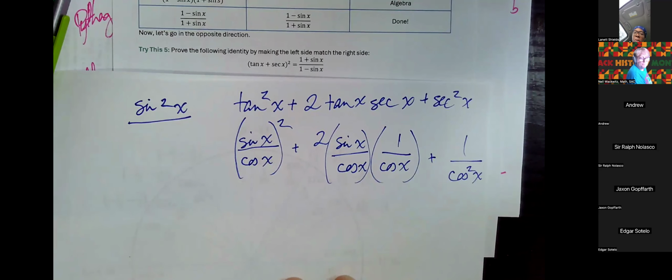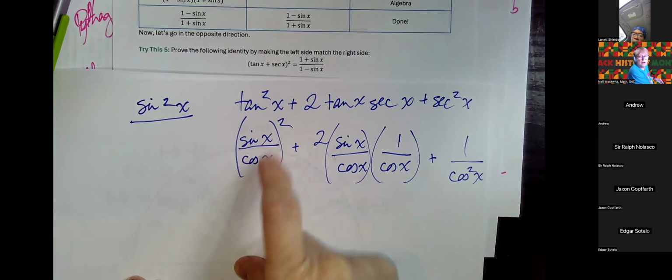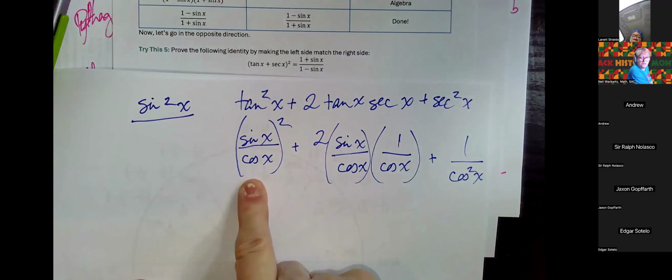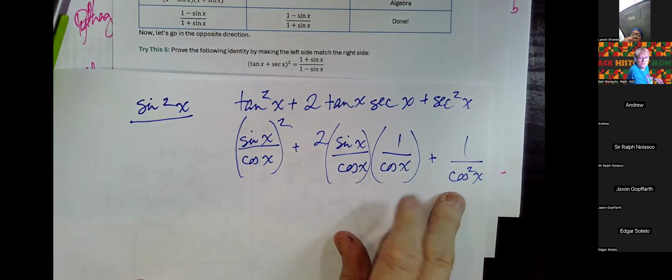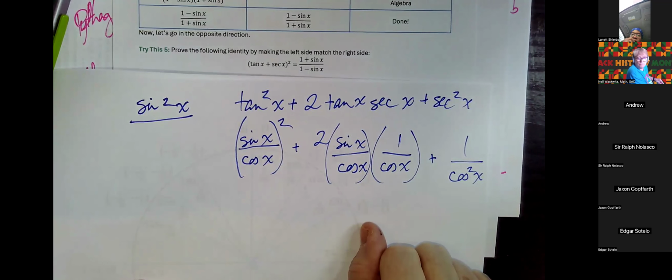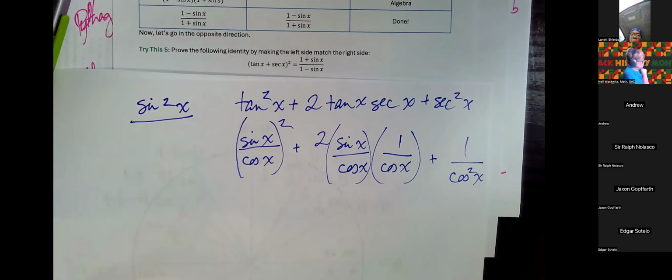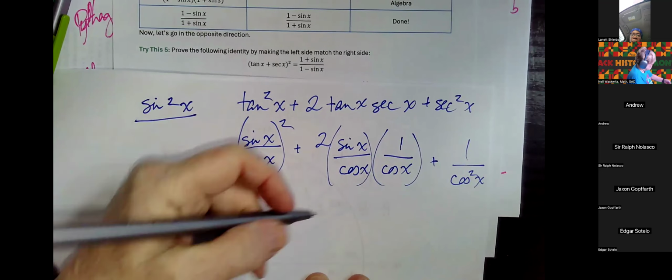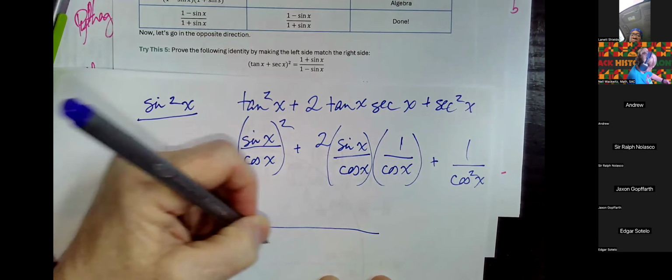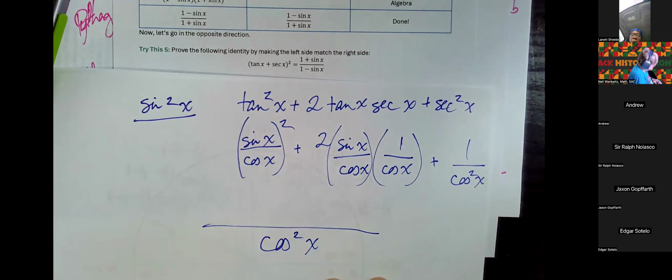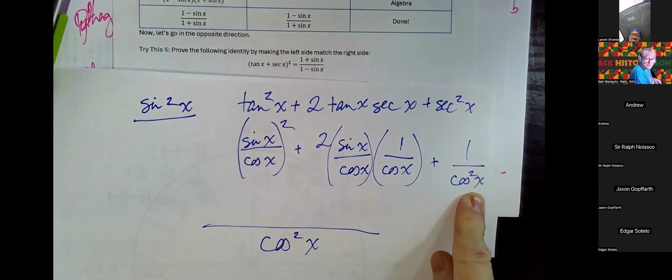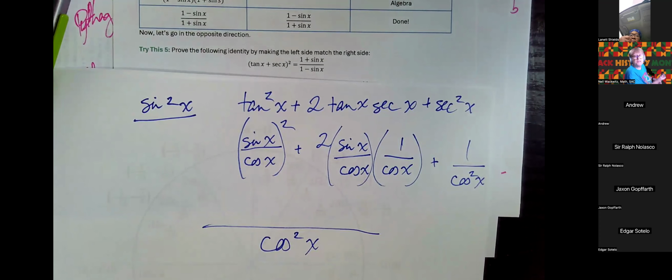Okay, great. And how many cosines are in every denominator? There's 2 in the first, 2 in the second, 2 in the third. We've got 2 in each. So we have a common denominator. There it is: cosine squared x here, cosine squared x here, cosine squared x here, cosine squared x here. They all share cosine squared x.